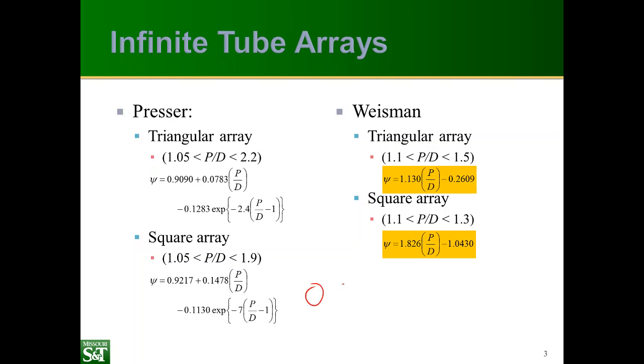So if you have a rod bundle, you have the diameter of each rod, and then the pitch is the distance between them. And you can have a square array like this one, or you can have triangular arrays of rods. Those are the two most common structures.